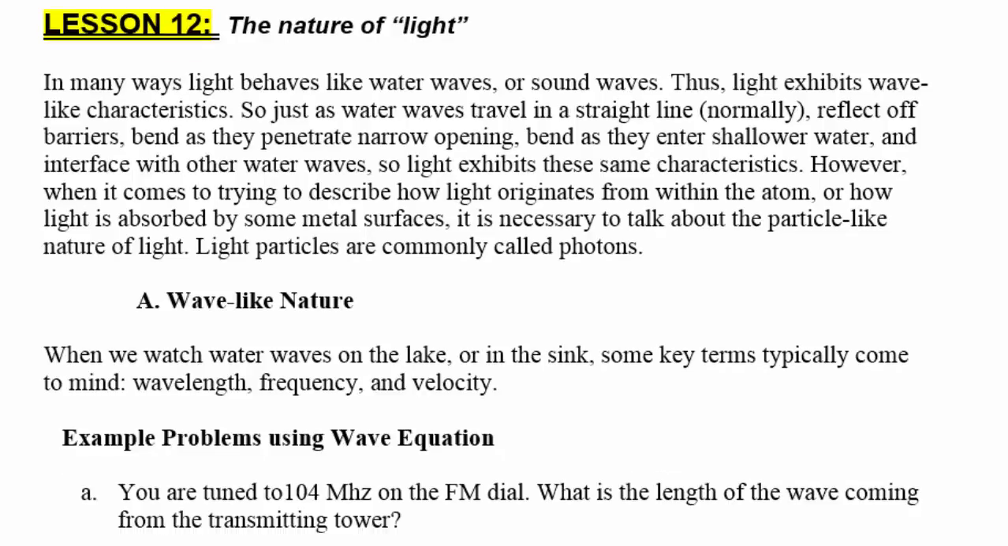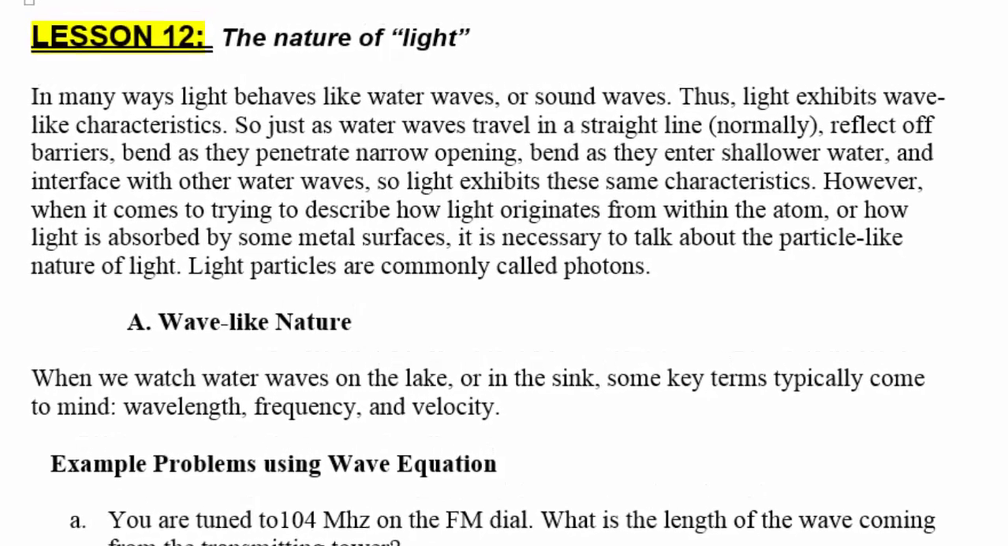Now, with regard to light, we say that light has dual nature. And dual nature means that it has both wave properties as well as particle properties. Let's talk about the wave property first, the wave nature of light.